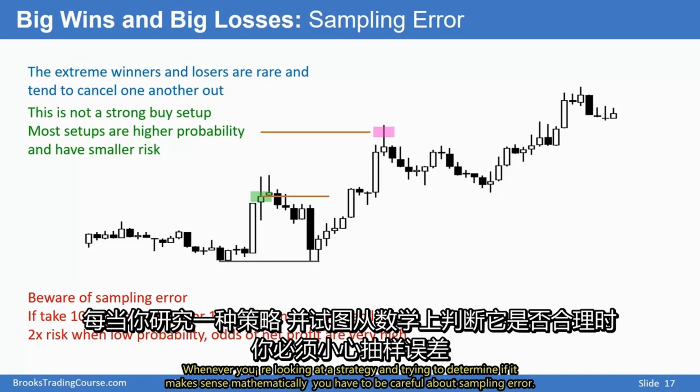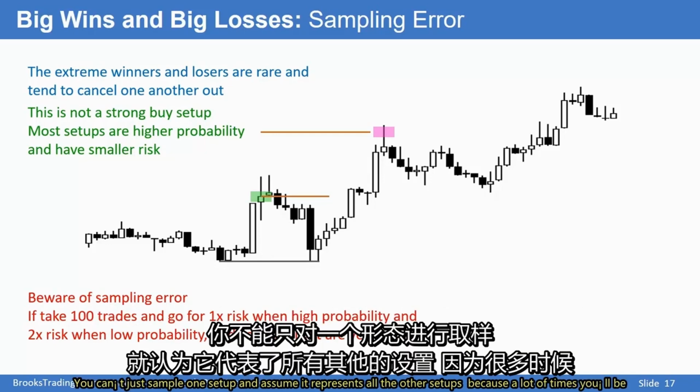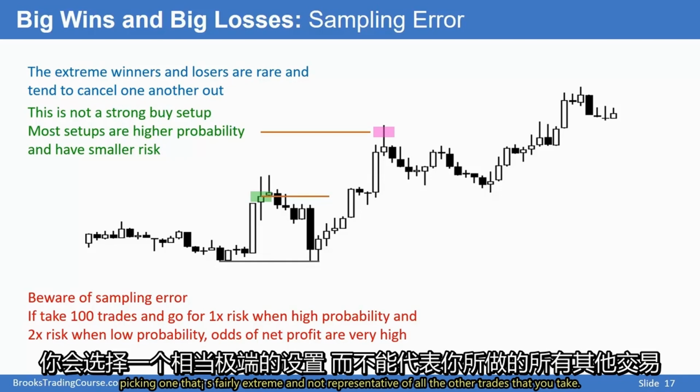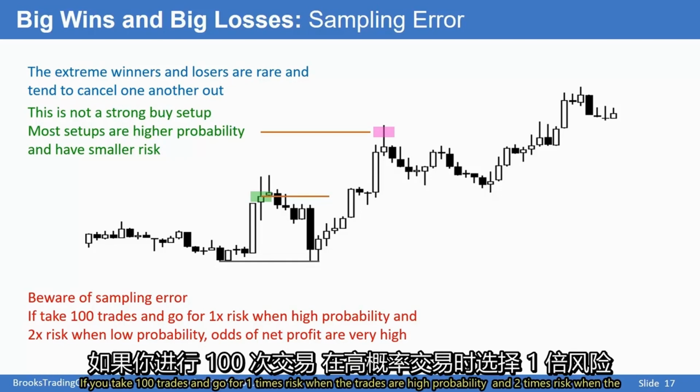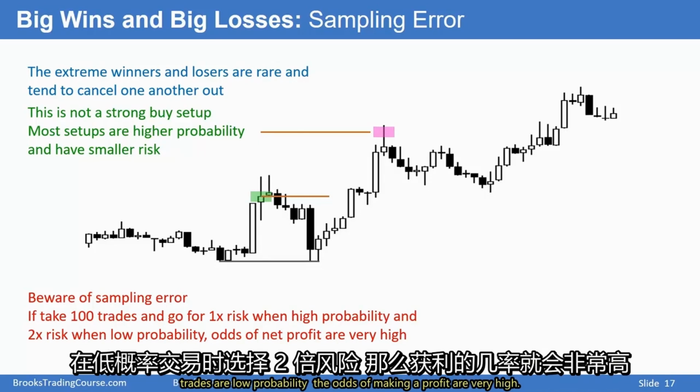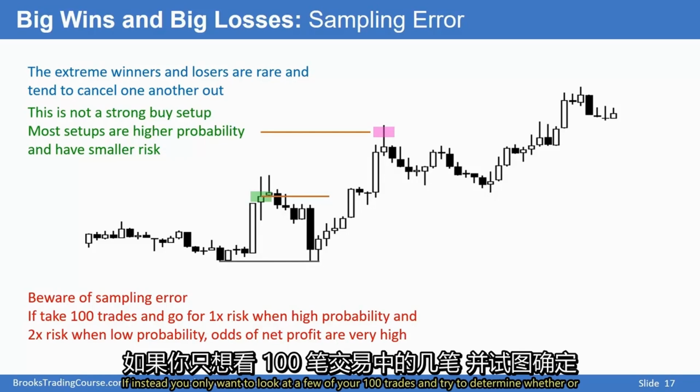Whenever you're looking at a strategy and trying to determine if it makes sense mathematically, you have to be careful about sampling error. You can't just sample one setup and assume it represents all the other setups, because a lot of times you'll be picking one that's fairly extreme and not representative of all the other trades that you take. If you take 100 trades and go for 1 times risk when the trades are high probability and 2 times risk when the trades are low probability, the odds of making a profit are very high.